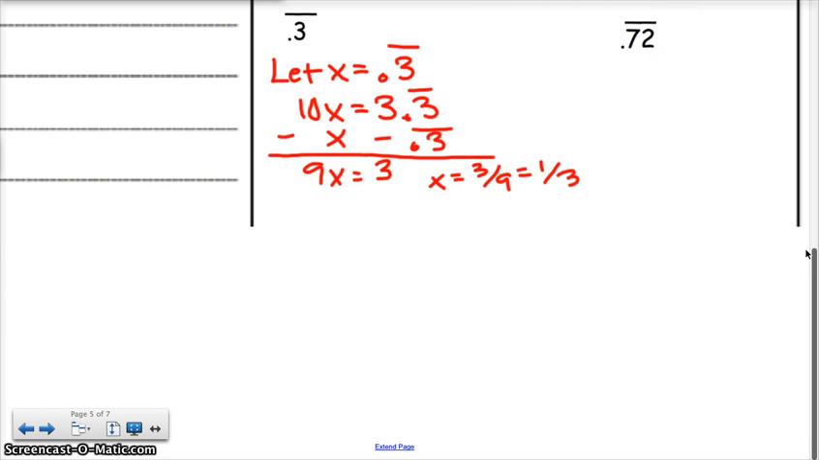Okay, the next one we have two numbers in the pattern, so we're going to want to move the decimal 2 spots. So we'll times by 100, right? We're going to let x equal the pattern, 0.72 repeat. X is the pattern. Then 100 times x is 72.72 repeat.